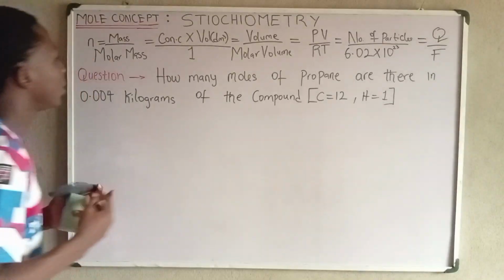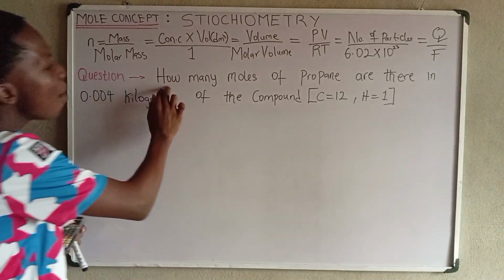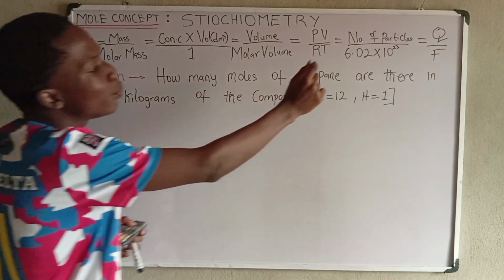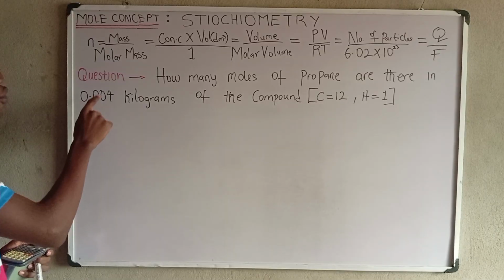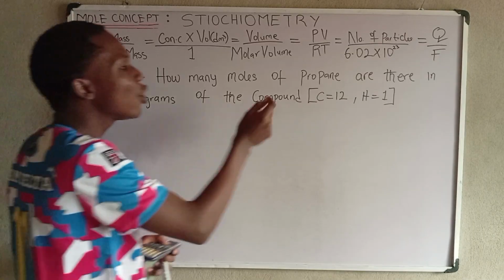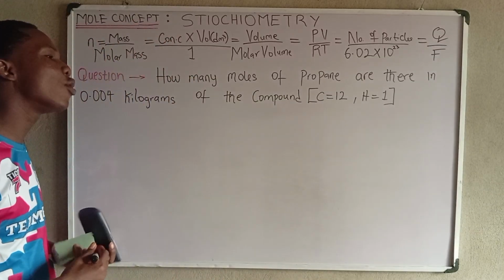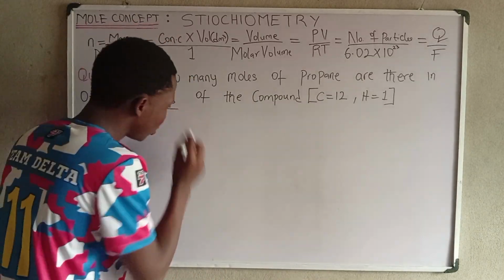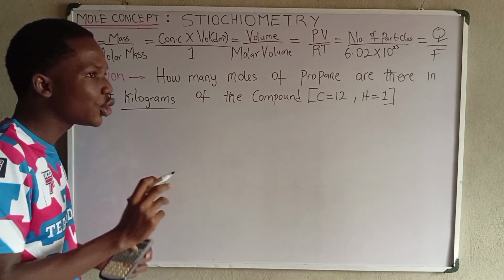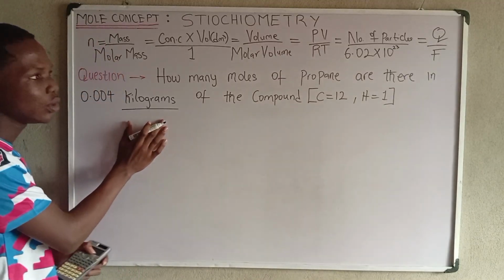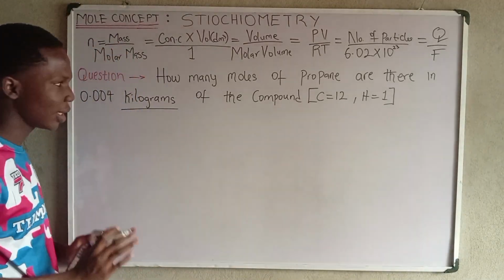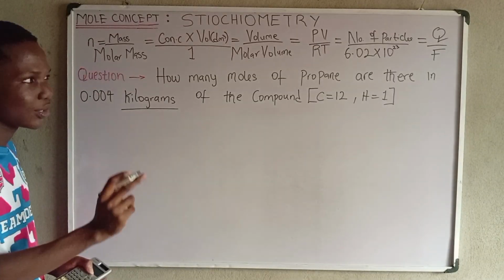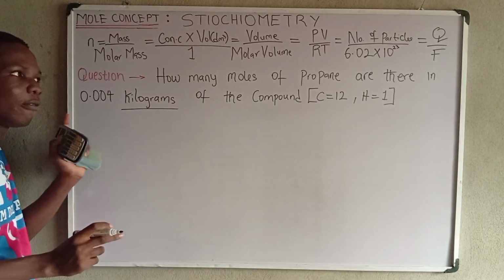So now let's go. The first question says, how many moles of propane are there in 0.004 kilograms of the compound? The first thing I want you to note is kilogram. In chemistry, we don't accept kilogram. We accept grams, especially in stoichiometry. So we have to convert to grams. That's one thing we have to do first.